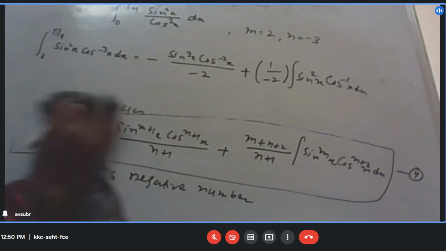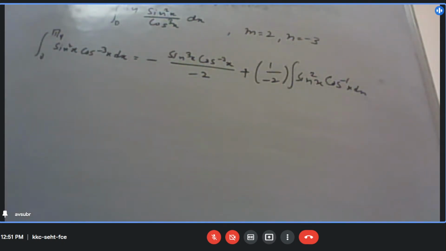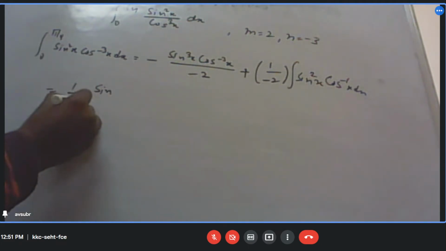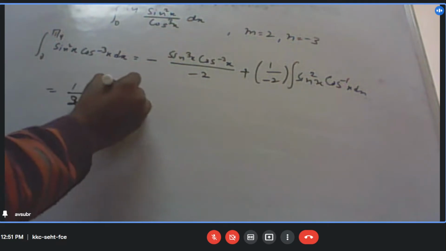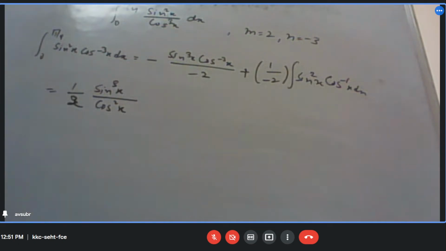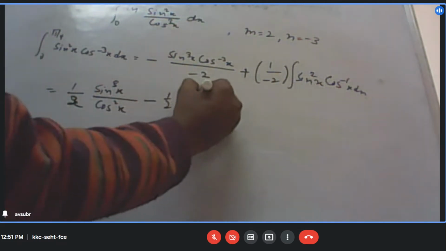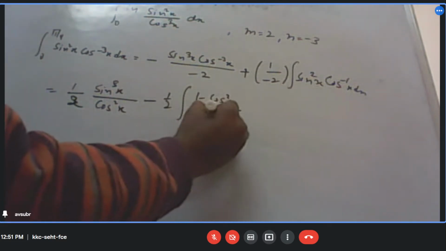So now we can simplify. What is the use of this formula? That's just to simplify the problems, how easily we can carry out or solve a problem. So 1 by 2, not 1 by 3. 1 by 2 sine cube x by cos square x, minus 1 by 2, and this can be written as 1 minus cos square x by cos x dx.